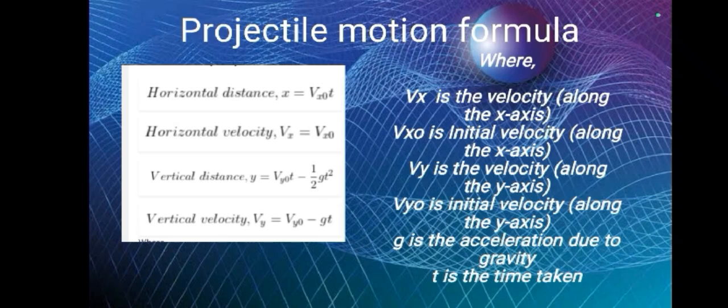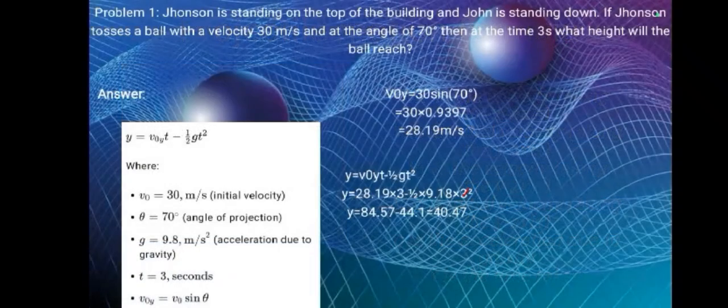We have here the example for problem number 1. Johnson is standing at the top of the building. If Johnson tosses a ball with a velocity of 30 meters per second at an angle of 70 degrees, then at the time of 3 seconds, what height will the ball reach?